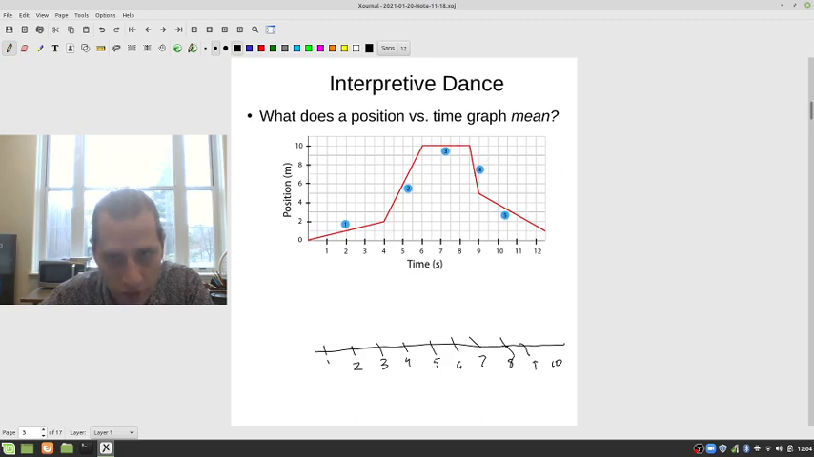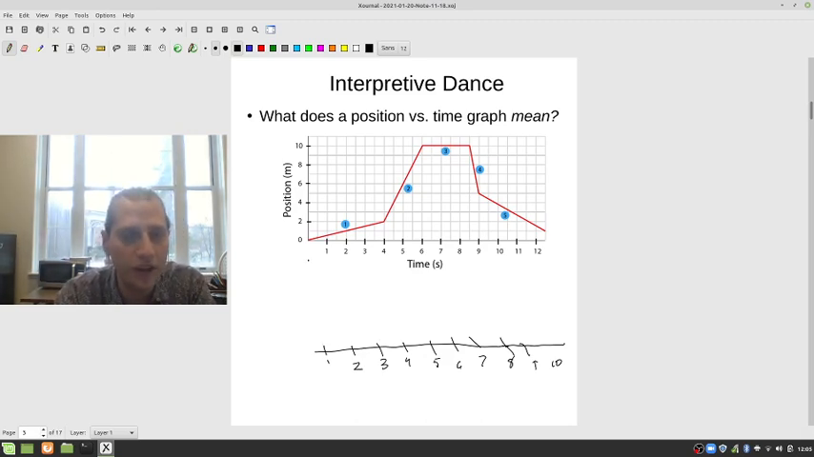And then you start moving backwards. So essentially it's going to be 1, 2, 3, 4, 5, 6, 7, 8, 9, 10, 11, 12. So you're going slow, fast, hang out, fast, slow.